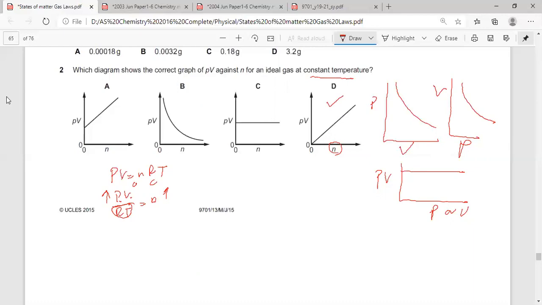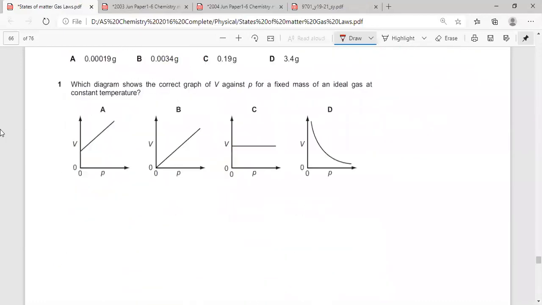So you use this equation, this n here. All right, now another graph, number 66 here. Remember, this V against P is a normal one. They put V against P because as you change P, the volume will change. Which diagram shows the correct V against P for fixed mass and constant temperature? So the number of moles and temperature are constant, and the change is volume and pressure. Got it? Okay, this is as far as I'm going to go here.